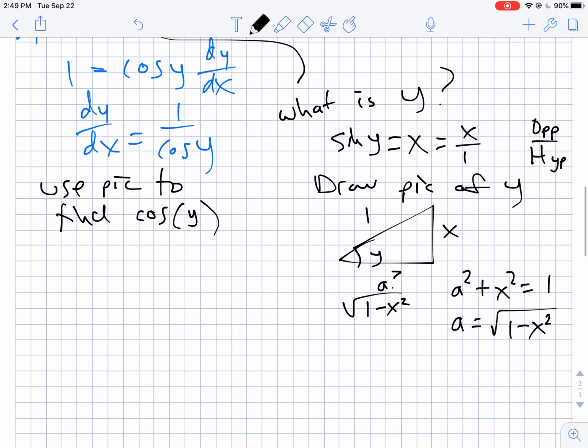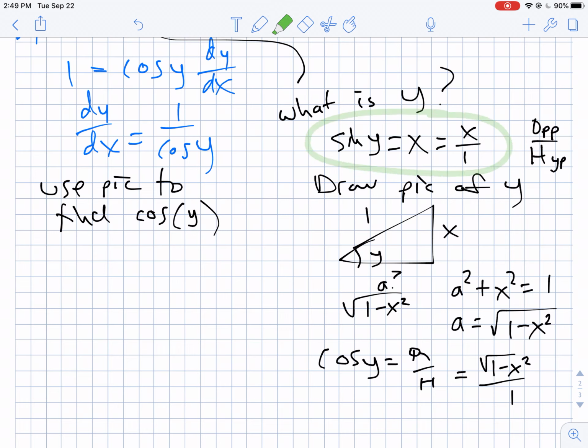So that means that the cosine of that y is equal to adjacent over hypotenuse. So that's root 1 minus x squared divided by 1. Okay. So I drew a picture of this sine of y equation right here being x over 1, and then I found the cosine of that.